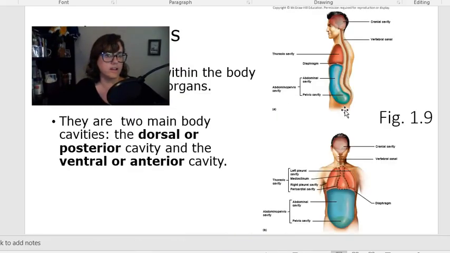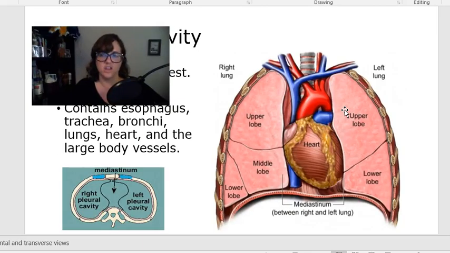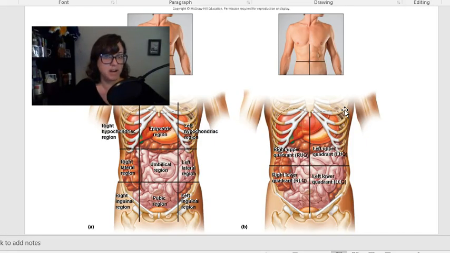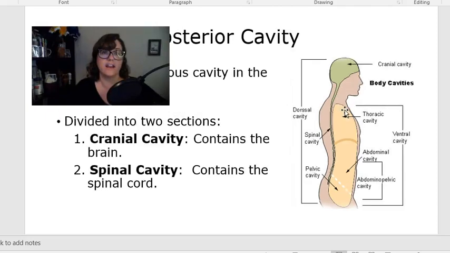What else do you know? Guys, you learned so much. You learned the different serous membranes, and you learned how to separate the abdominal cavity into 4 parts. So now you are really ready to go to your lab.